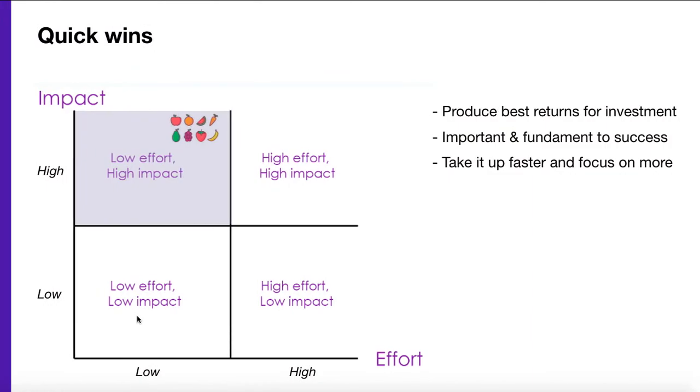The very first quadrant is the low effort high impact quadrant. This quadrant is also called quick wins or the low hanging fruits of your project. For example, these are the low hanging features of your project or low hanging projects for your business. Usually these items in this quadrant produce the best returns for your investment because you're putting in very low effort, but at the same time you're getting high impact, high value.